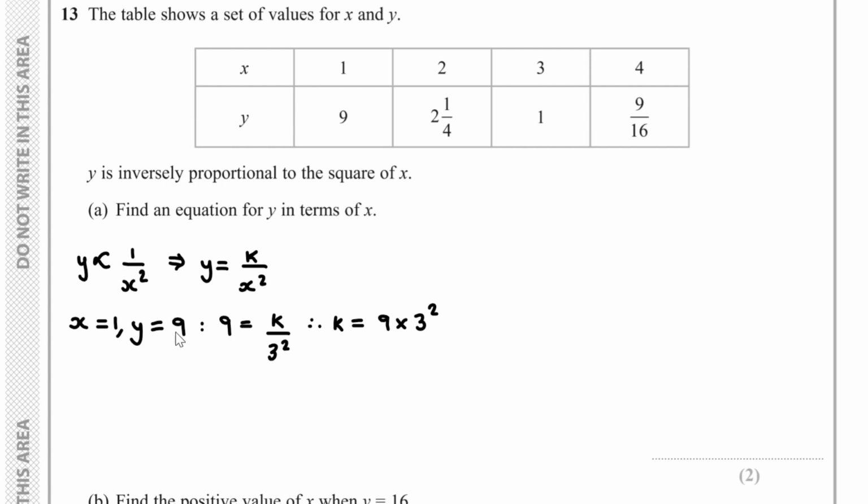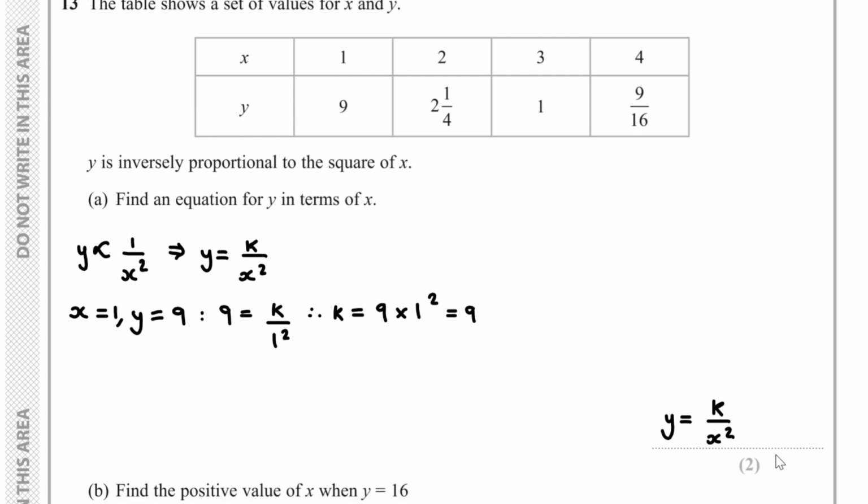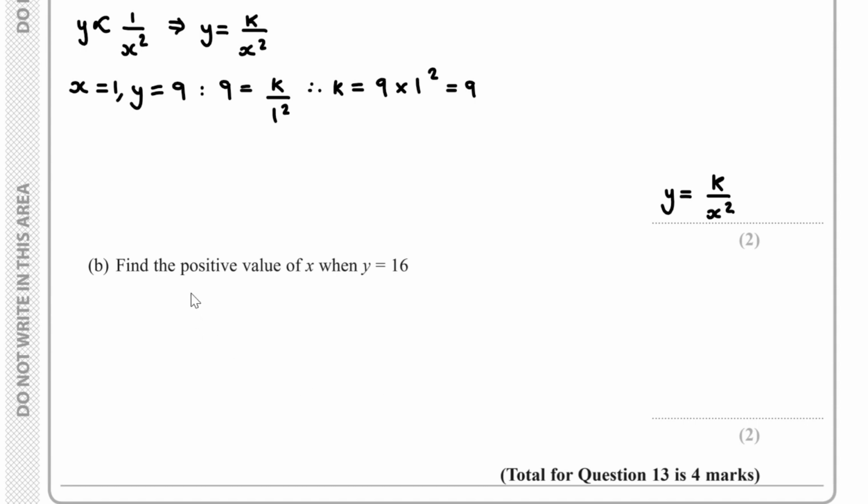Here we've got x equals 1, so we've got 9 multiplied by 1 squared, which is equal to 9. So because k is equal to 9, we can conclude that y is equal to k over x squared. Now for part B, we have to find the positive value of x when y is 16.